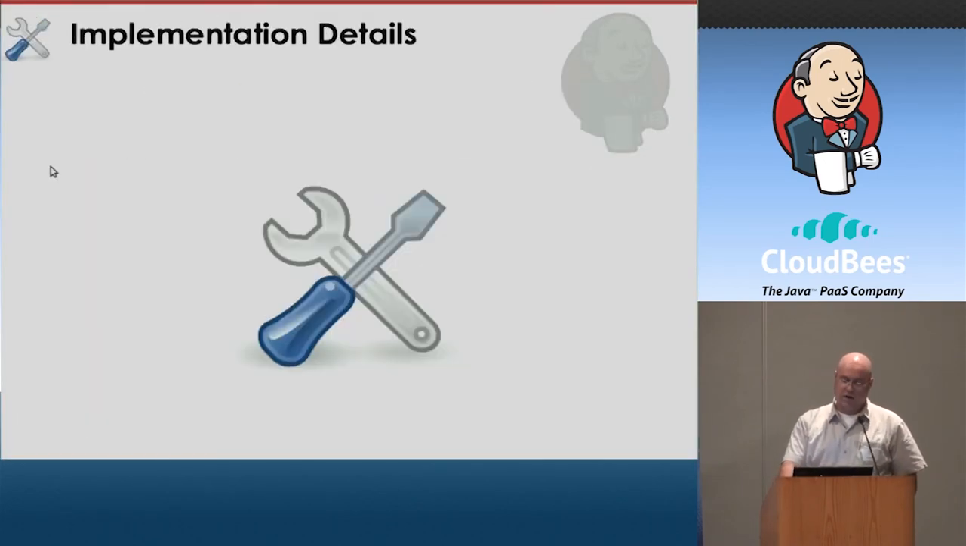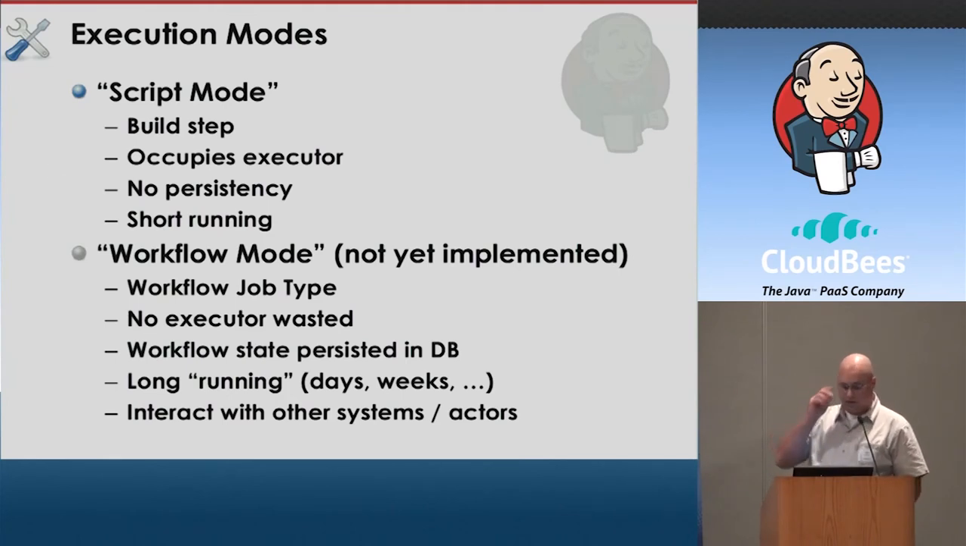So now on to some implementation details. I like to distinguish two modes of execution with BPMN. One which I call a script mode, which we just saw, and the other is a workflow mode. In script mode, the workflow is essentially a single build step within a Jenkins job, and by that it occupies an executor because the job occupies an executor.